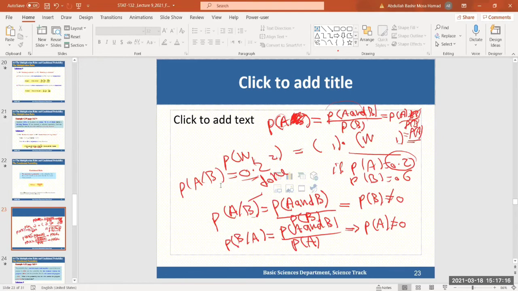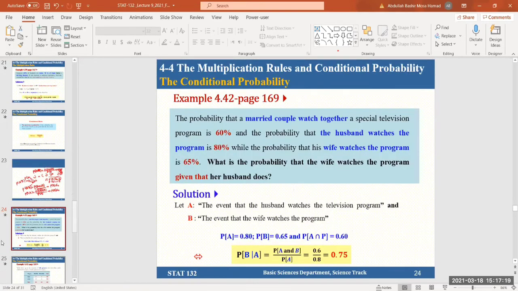So now let's see the examples. Yes, we have an example here. The probability that a married couple watch a special television program together is 0.6. Both of them together watching is 60%. The probability that the husband watches the program is 80%. The probability that the wife watches is 65%. Find the probability that the wife watches the program given that her husband already did.